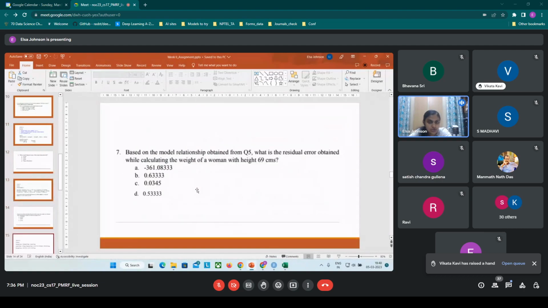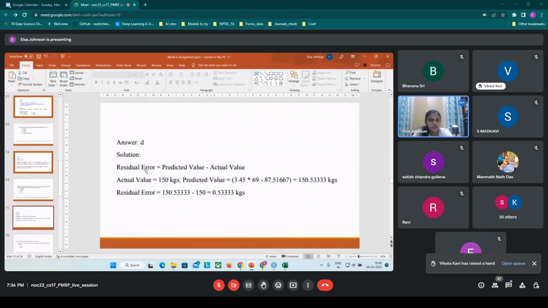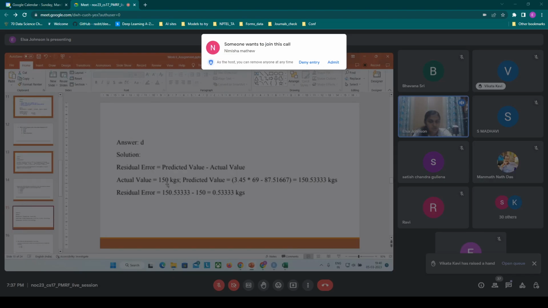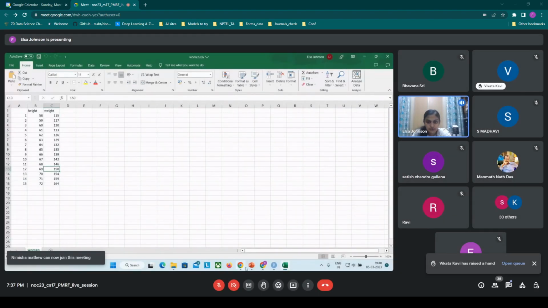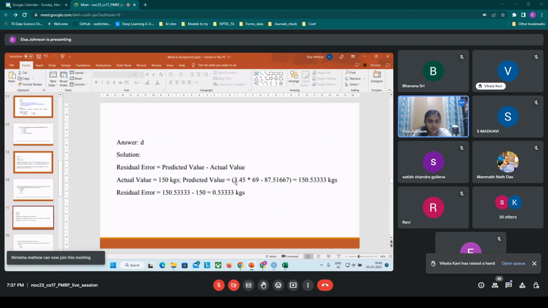I'll just show you that. Residual error means predicted value minus actual value. The actual value is 150 kgs, from the data set. The predicted value will be 3.45 into 69 minus 87.51667. So the answer comes to 150.533, and the residual error is this value minus the actual value. So it is this much.